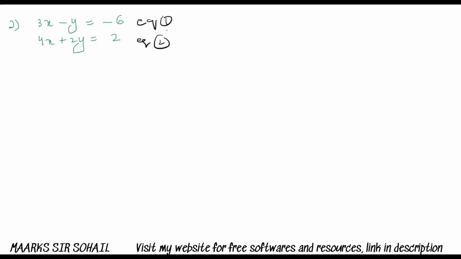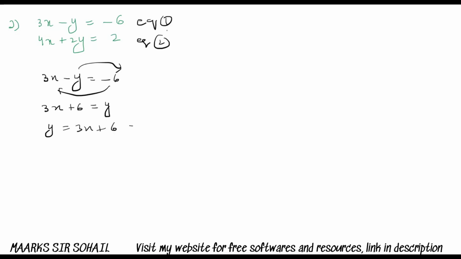Now after naming this equation, I'll consider equation 1 and make y the subject. So 3x minus y is equal to minus 6. What I'm going to do is put this y on the right side and this minus 6 on the left side. So it will become 3x plus 6 is equal to y, because this y will go to the right side and become positive. Then I can rewrite it as y is equal to 3x plus 6. Now this is my equation 3.